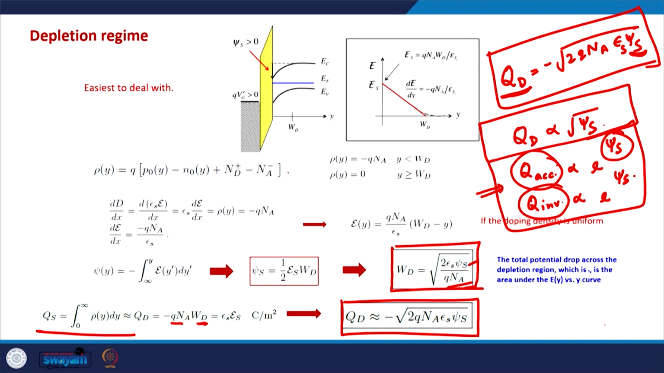So we will stop here, and in the coming class we will deal with the various capacitances in the MOSFET and the mobile charges.